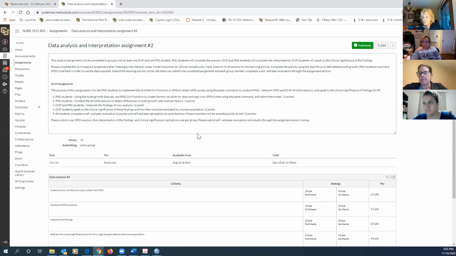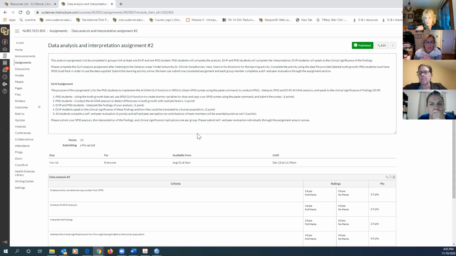So the things that you want to do is use that tooth growth data set and create the dummy variables for dose, and then copy that syntax using that paste command that he walks you through exactly how to do. That's number 1, exactly what he does. Then number 2 is going to be to conduct the ANOVA analysis to answer the question if there are differences in tooth growth with those multiple factors.